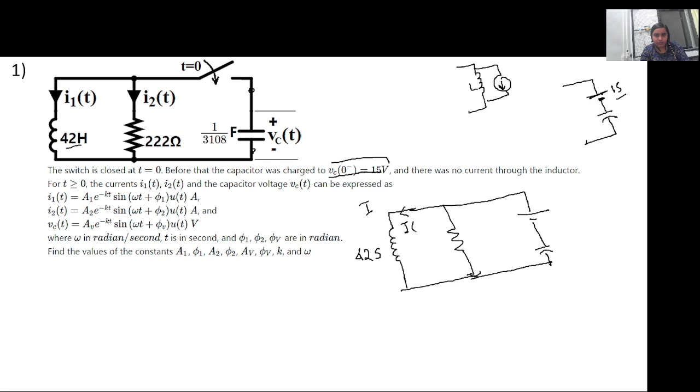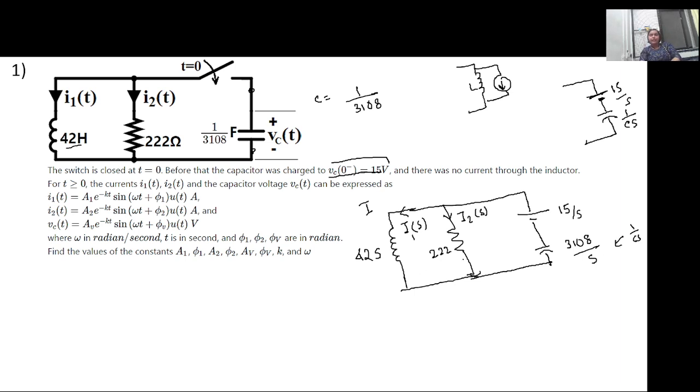Yes, ma'am. There is a current I1(S). I am converting all of it to the frequency domain, so it will be I2(S). So the resistance is 222, it remains as it is. The voltage is given as 15, so it will be 15 by S. And for the capacitor, it is 1 by CS, right? When we convert it to the frequency domain. So C is given as 1 by 3108. So 1 by C will be the reverse of this, so it will be 3108 by S. This is 1 by CS, right?